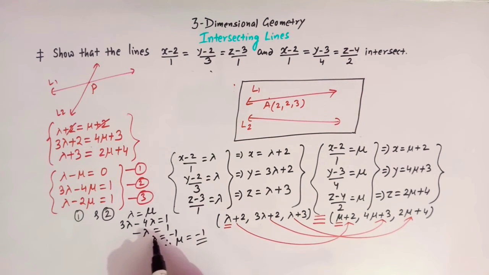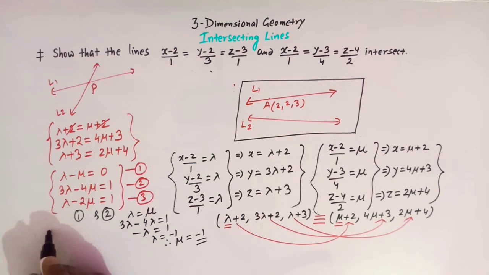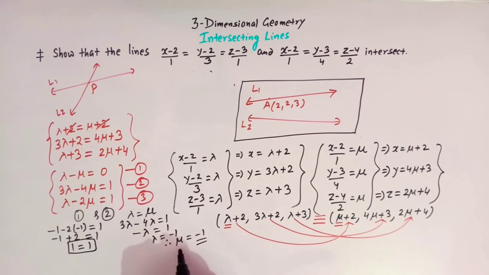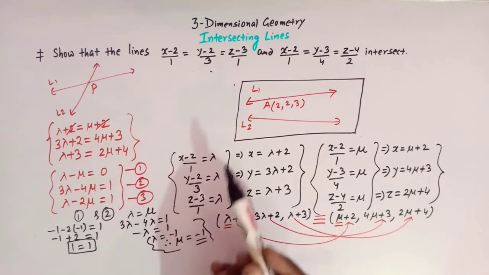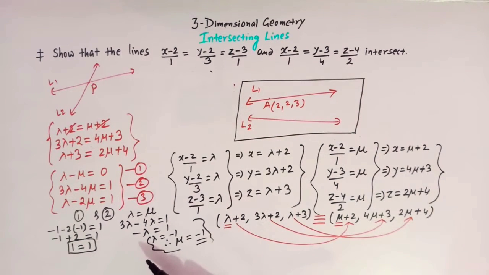So what we will do, let us substitute lambda equal to minus 1, mu equal to minus 1 here. So we have minus 1, minus 2 times minus 1, and here we have 1. So we have minus 1, minus minus plus, so we have 2 is equal to 1, and 2 minus 1 is 1, so 1 is equal to 1. So we see that lambda and mu satisfy the third equation, and hence we conclude that the two lines are intersecting. So this is how we prove that two lines are intersecting, right?